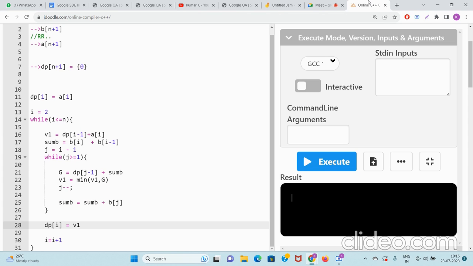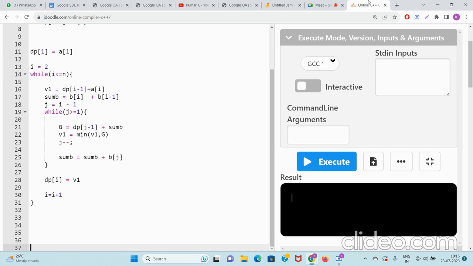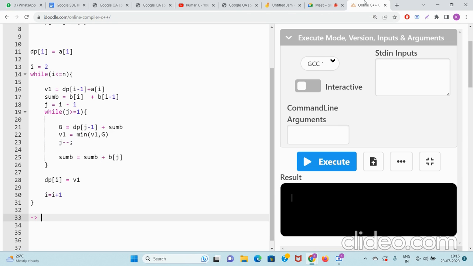Guys, tell me what will be the final answer to the whole question. You have calculated all the dp's from 1, 2 till n. What will be the final answer? Be quick about it, don't waste even a single second. What will you print? dp of n. Great, nice, we are done now guys, our job is done.